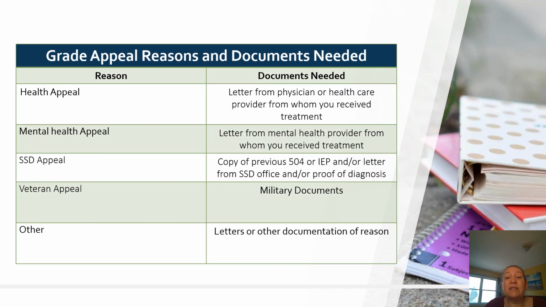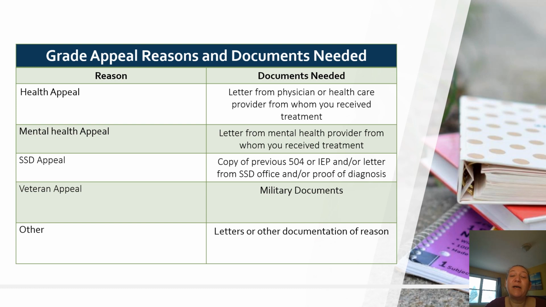The reasons that they accept these at the registrar's office are similar, but they're called different things, and so you'd have it filed differently. So a health appeal, if that's your physical health, same kind of stuff that you need if you're appealing this for SAP. Mental health appeal, again, a mental health provider, a therapist or counselor, same as with SAP. SSD, so this is for a student that was not utilizing their disability services. You would need a copy of a previous 504 or IEP, and/or a letter from the SSD office on campus, and/or some other proof of diagnosis.